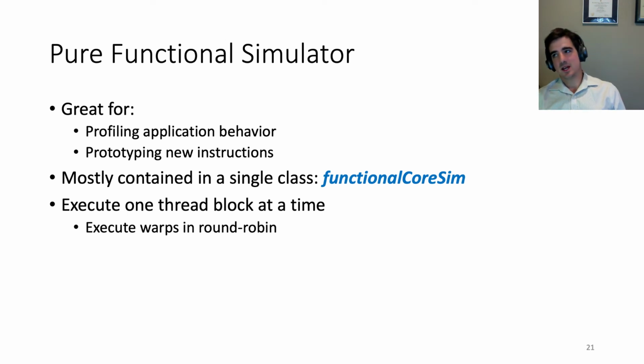Now, like I said, there is a way in GPGPU-Sim to just run it in pure functional mode. So this will make it much faster. This is great if you just want to profile the application or you want to look at prototyping some new instructions. All of the stuff you need to do the pure functional simulation is inside this one class called functional core sim. And the way it works is it just functionally executes one thread block at a time. And it just does all the warps in round robin order. And you'll basically figure out what the right value for global memory is at the end. And that's all you really need to simulate the kernel. You don't actually need any timing information.